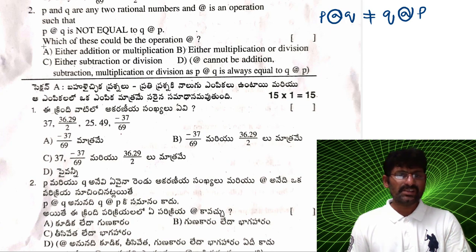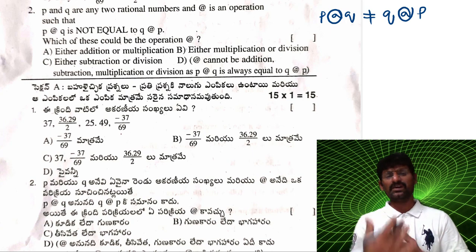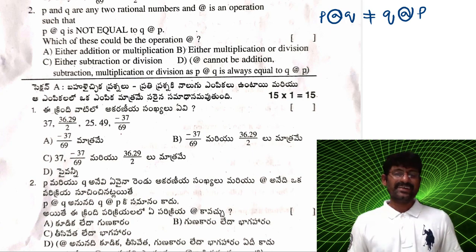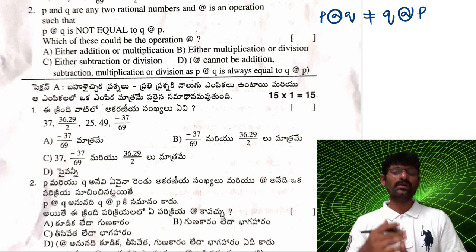Okay, next the question is, which of these could be the operation? A, either addition or multiplication. B, either multiplication or division. C, either subtraction or division. D, @ cannot be addition, subtraction, multiplication or division, as p @ q is always equal to q @ p. So these are the options we have. Addition, subtraction, multiplication, division are the operations we have.